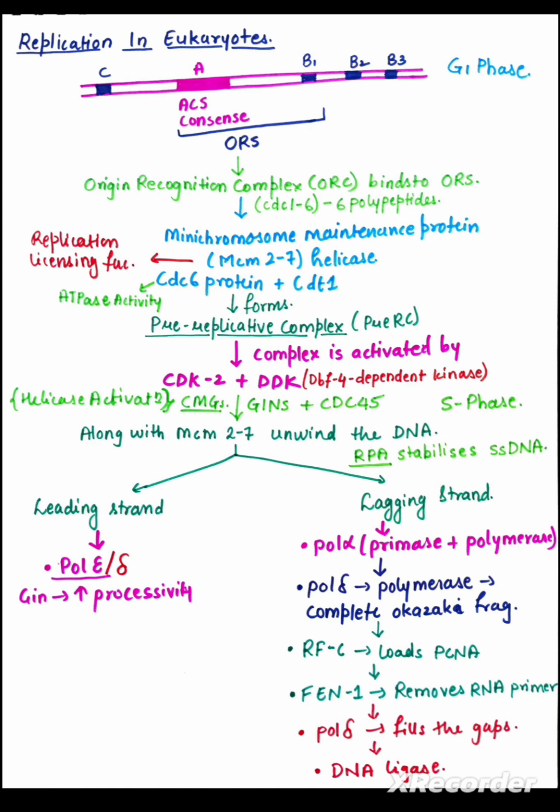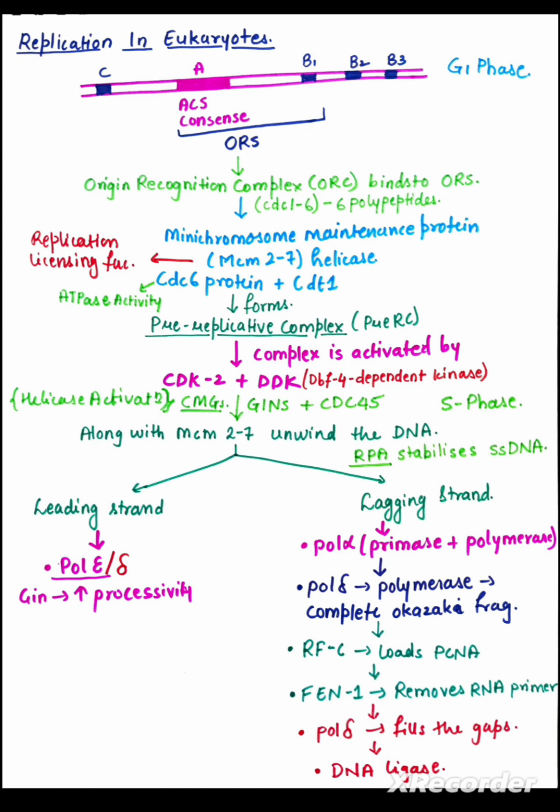Now talking about the lagging strand, as we all know, you require primers there. So these primers are added by primase, which is pol alpha or polymerase alpha. Polymerase alpha has primase activity as well as polymerase activity. In primase activity, it will add primers, and these are also known as initiator RNA, and later it will add initiator DNA, it will leave. Now polymerase delta will carry out polymerase activity.